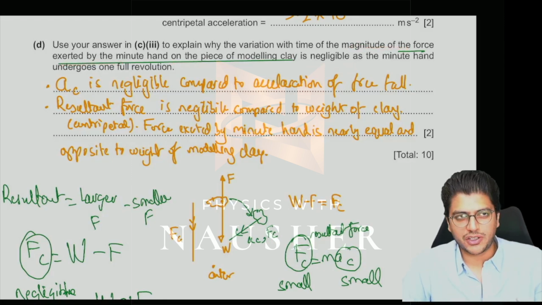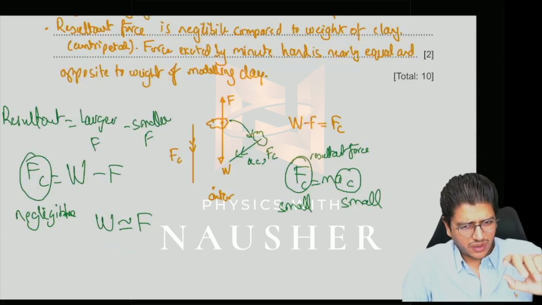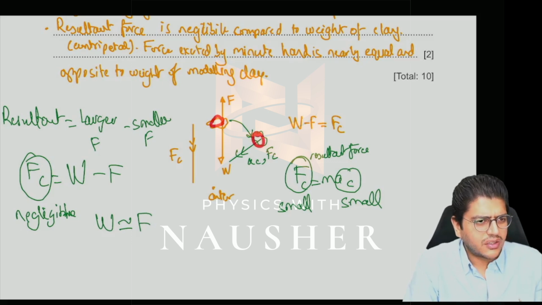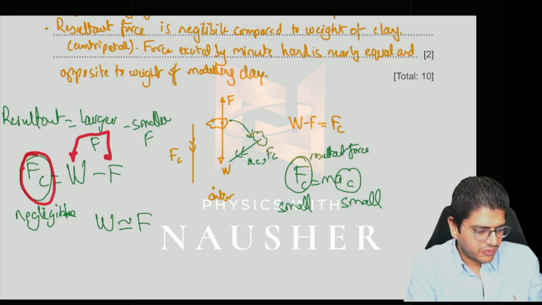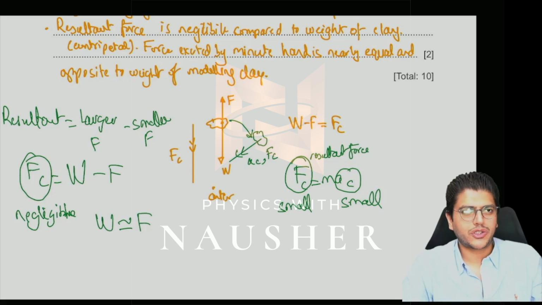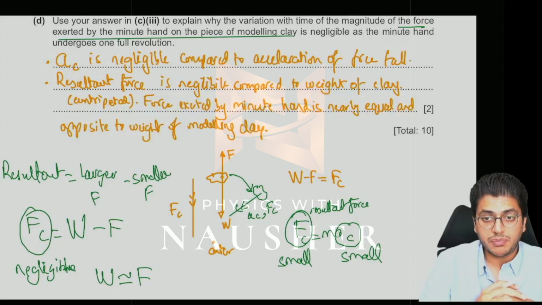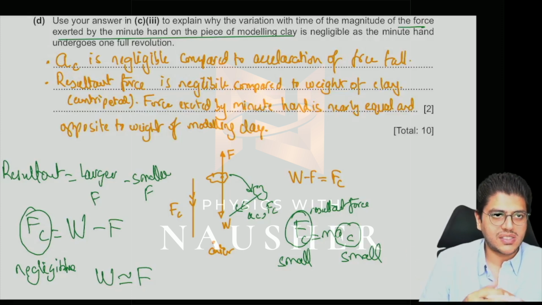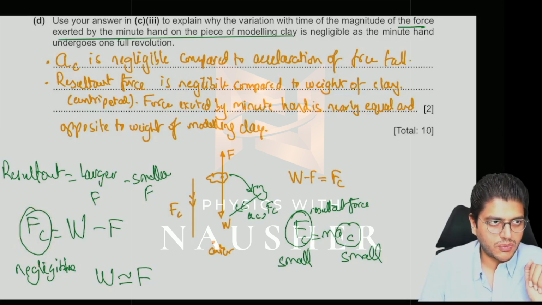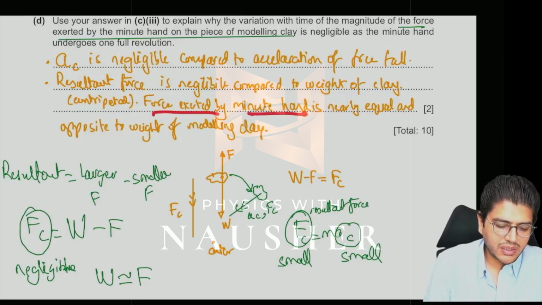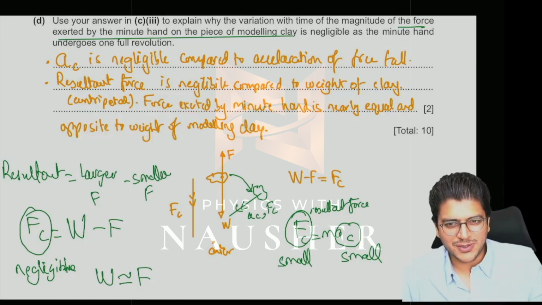And that is why the variation in the magnitude of the force exerted by the minute hand is negligible. The force is there. The force is equal to the weight. But the difference, if you move from here to here, the difference in the force is going to be very small, because the centripetal force, which is basically the difference between the weight and this, is very small. So there's no variation. So centripetal acceleration is negligible compared to acceleration of free fall. Very important, because you have to compare centripetal acceleration with something. Resultant force is negligible compared to the weight of the clay. Again, resultant force is negligible because centripetal acceleration is small. And you could say that the force exerted by the minute hand is nearly equal and opposite to the weight of the modeling clay. And that is your answer.